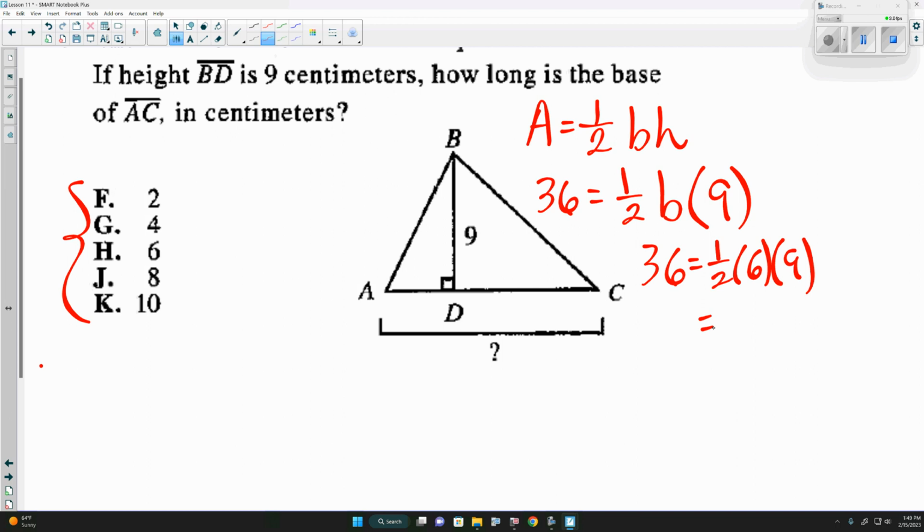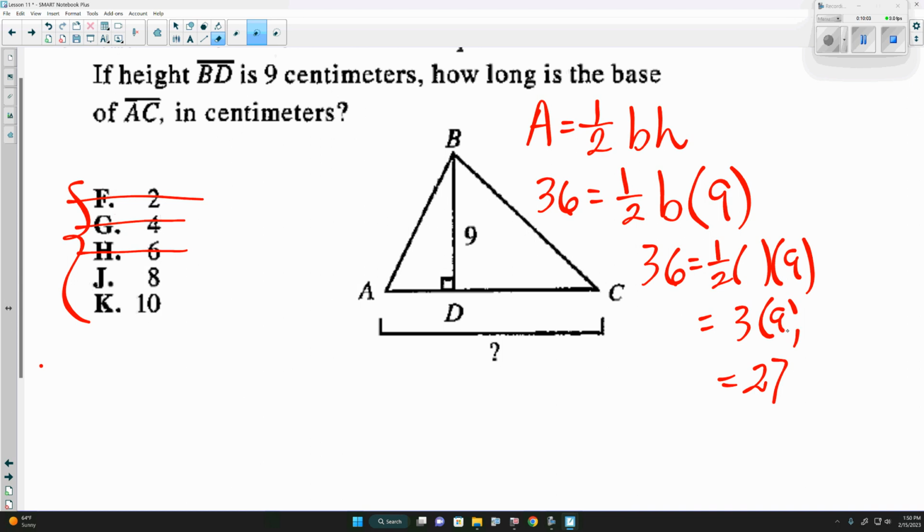Well, what's 1/2 times 6? Half of 6 is 3, and 3 times 9 is? So H is not correct because half of 6 is 3, and 3 times 9 is 27. Because G and F would give us smaller areas, yes? So it can't be those. So we're left with H or K and J, 8 and 10. Which one do we want to try first?